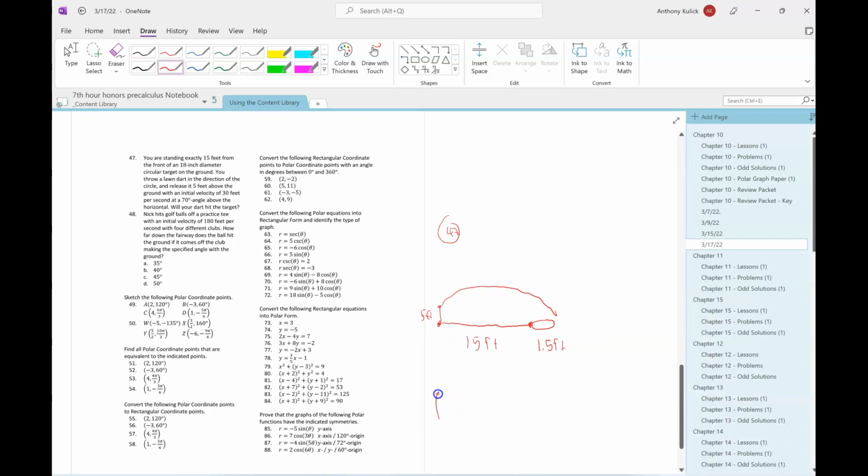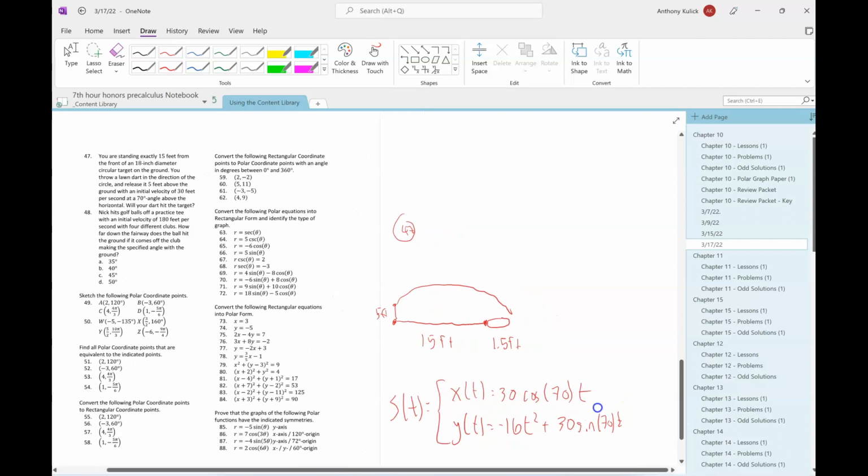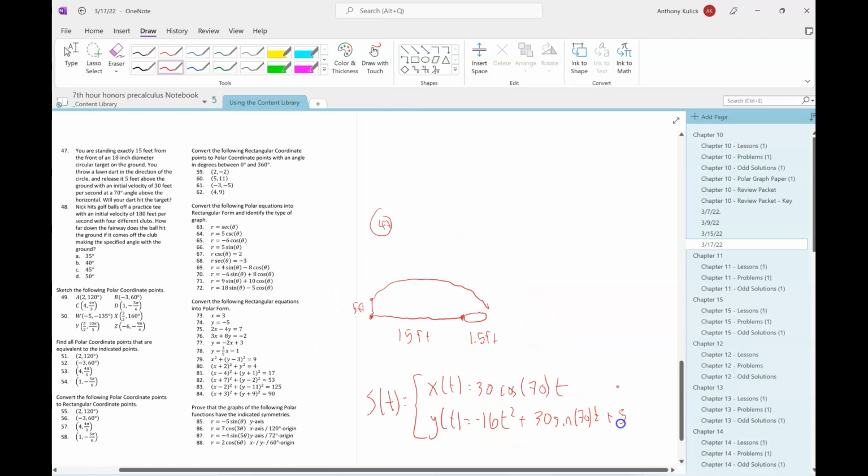Okay. So I'm going to start by writing my parametric position function. So x of t is initial velocity, cosine theta times t. And my y of t is going to be negative 16 t squared plus initial velocity sine theta t plus the initial height.